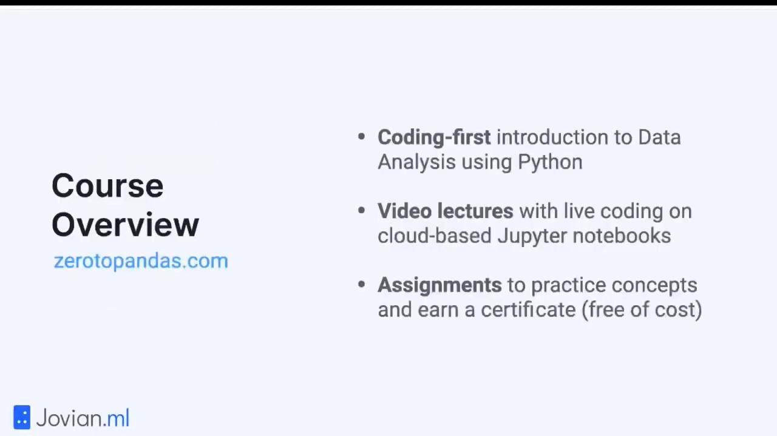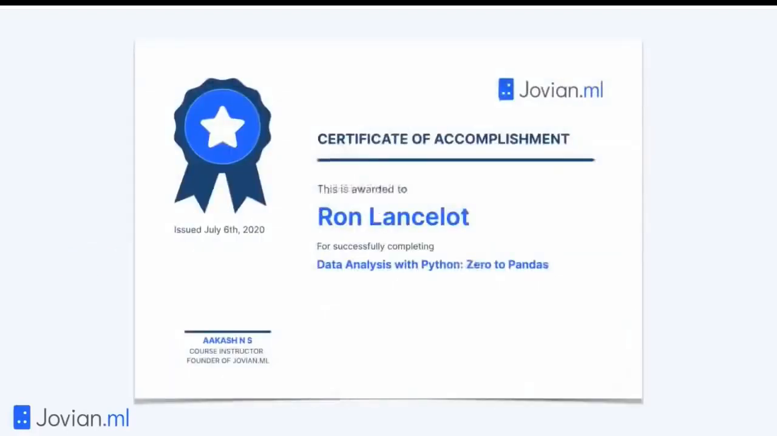Now, a quick overview of the course before we get into it. Zero to Pandas is a coding-first introduction to data analysis using Python. We will be talking about data analysis. We will write code, and through code, we will learn whatever mathematical concepts we need. All the material will be available to you, so you can try it out. You will also get some assignments where you can practice these concepts. If you complete all the assignments and exercises, then you will earn a certificate of accomplishment. This is what the certificate offered by Jovian.ml looks like.